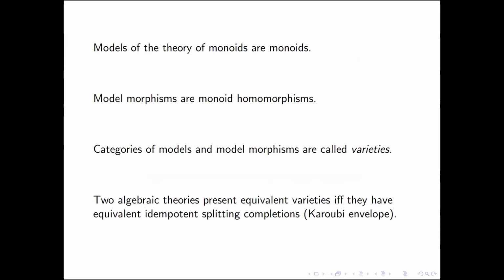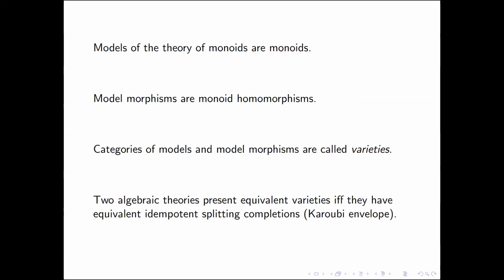So then, more classical algebraic theory stories. We've constructed the theory of monoids. We've gestured at how to construct it. If we take the models of the theory of monoids, the functors from that category with finite products into sets and functions, they are exactly the monoids, and the model morphisms, the natural transformations between those functors, are exactly the monoid homomorphisms. And so we get the category of monoids and homomorphisms. Categories like that, which arise as the models and model morphisms of some algebraic theory, are called varieties.